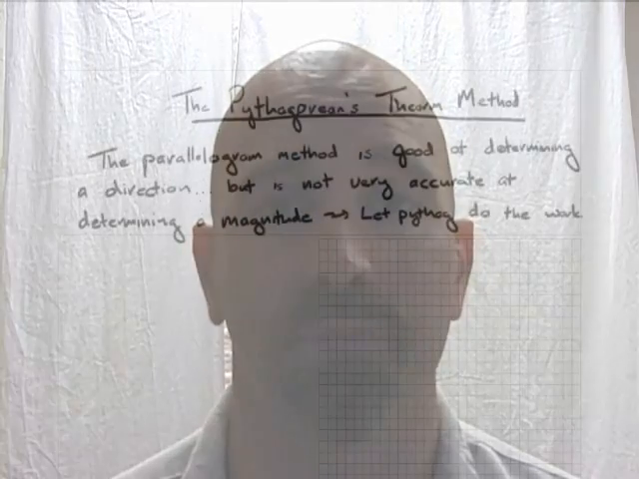We've used the parallelogram method to figure out what direction our resultant vector is going. But in all honesty, using the parallelogram method to figure out the magnitude of that vector isn't very good. This is where Pythagorean's theorem comes in. Pythagorean's theorem says that if I know two sides of a right triangle, I can figure out the third. And we're going to use this in order to figure out the magnitude of our resultant vector.